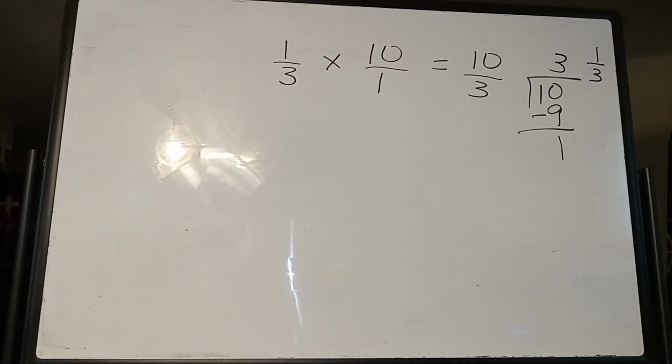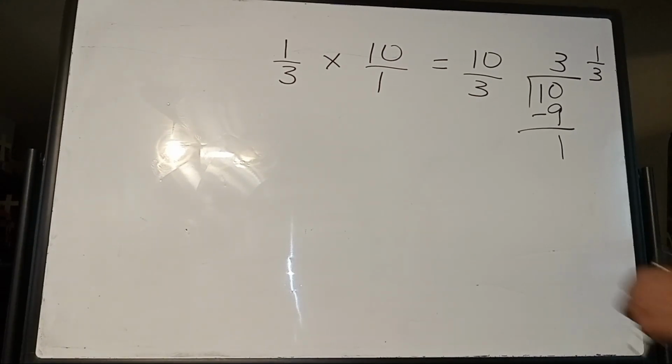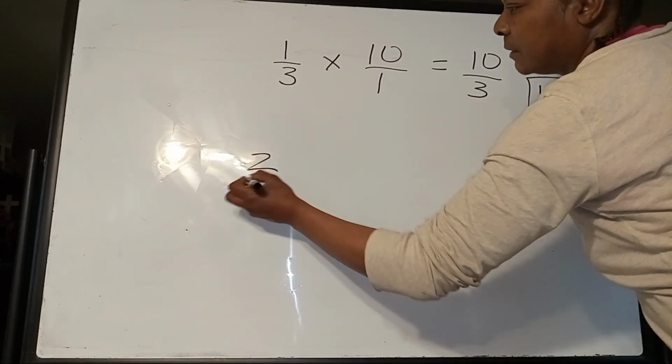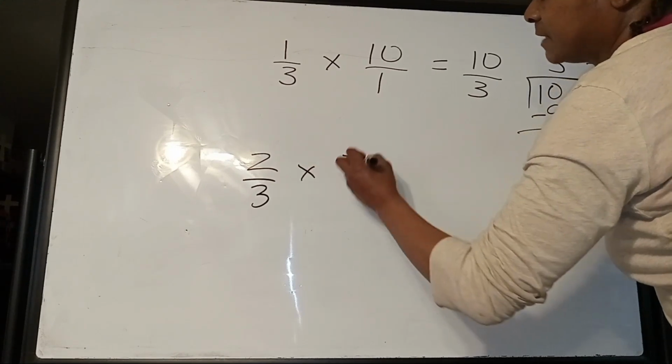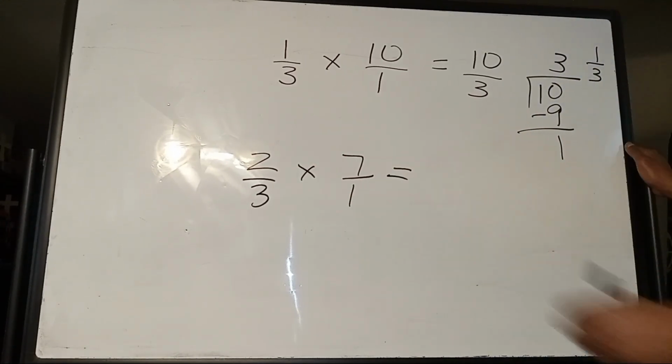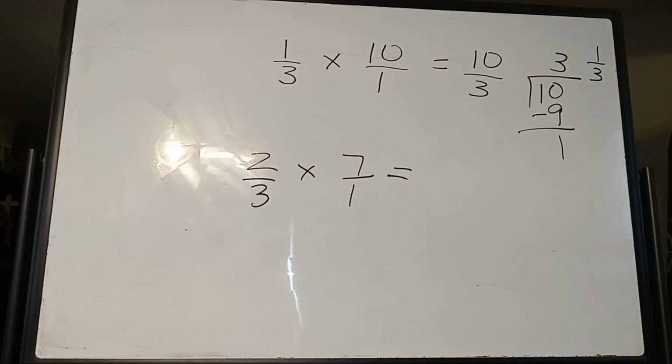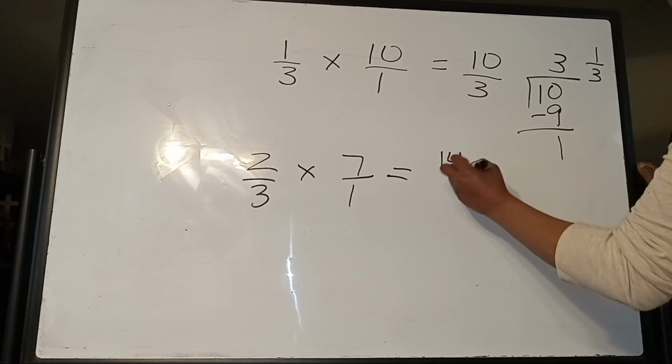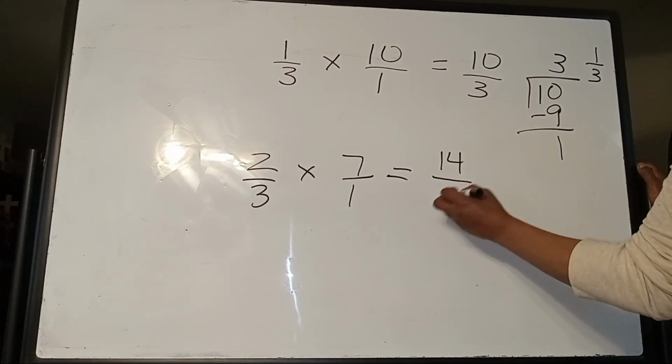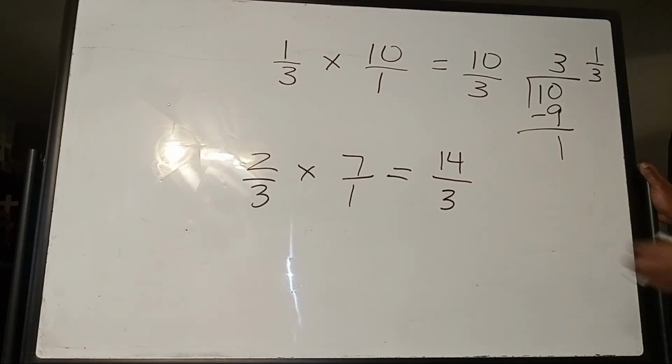So for our second part of it, we're going to do 2/3 times 7 over 1. And we always do our crisscross in our head. We don't have anything in common, and that's fine. So then we multiply straight across. 2 times 7 equals 14. 3 times 1 equals 3. 14 in the house.